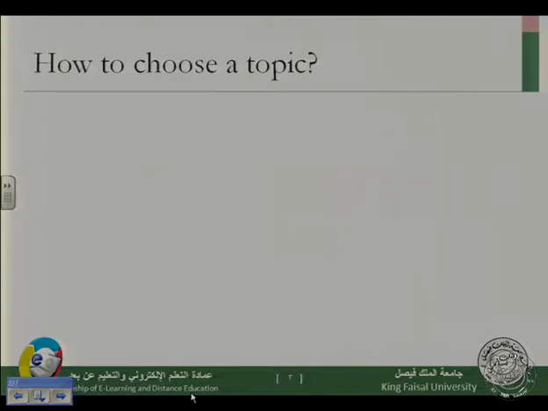So before we talk about introduction, it's very important to know how to choose a topic. Say that you want to do a research next semester, or when you want to do your master's degree or your PhD degree, you want to choose a topic. How? There are different ways to help you choose a topic, and we are going to have them in a minute.